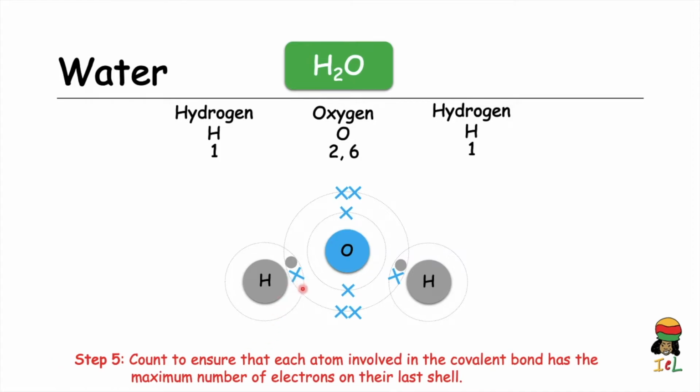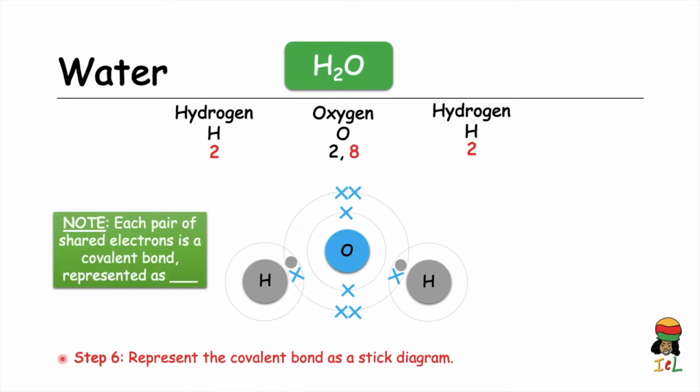So hydrogen, having only one shell, has a maximum of 2 electrons, so it now has an electron configuration of 2. The same happens with the second hydrogen. Its first shell now has 2 electrons, so its new or stable electron configuration is 2. For oxygen, 1, 2, 3, 4, 5, 6, 7, 8 electrons, so oxygen now has a stable electron configuration of 2, 8.